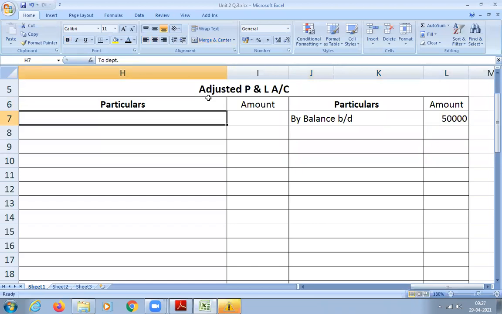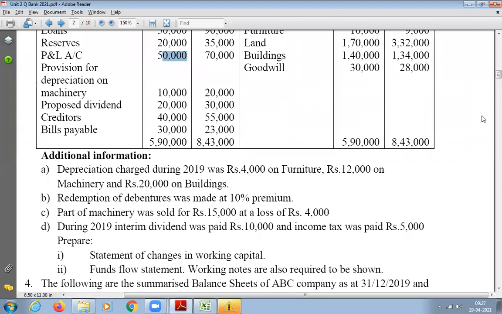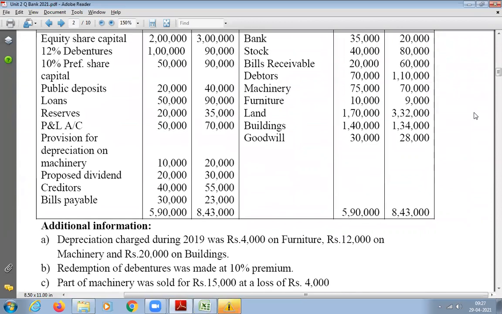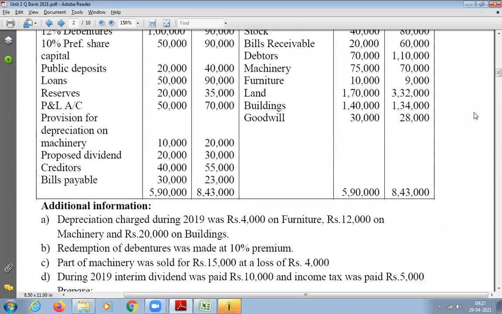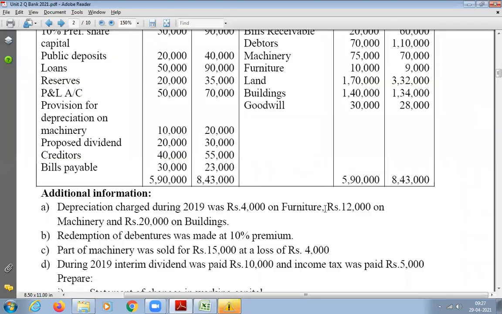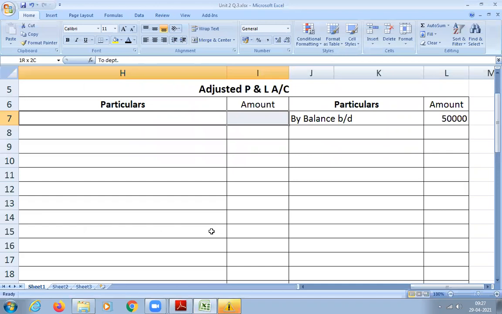Next, what is the next step? Now we need to debit all the non-fund items, non-cash items. So what are the non-fund items given in the question? Please remember the format. I already shared the format with you. If you know the format, you will tell quickly. So what is a non-fund item? Depreciation. He has given depreciation: 4,000 for furniture, 12,000 machinery, 20,000 building. So we will write that first.